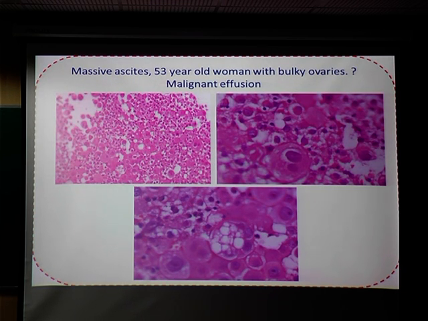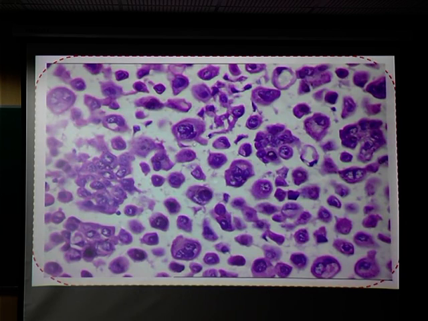Now what is the cell type? Here you are seeing two populations of cells, but all in all these cells seem to be belonging to a family of mesothelial cells. Here you have some reactive mesothelial cells, some are looking like malignant mesothelial cells with binucleation, multinucleation, prominent nucleoli. But then with this history of bulky ovaries, the thought that it could be a second population or a metastatic population does not go out of your mind.